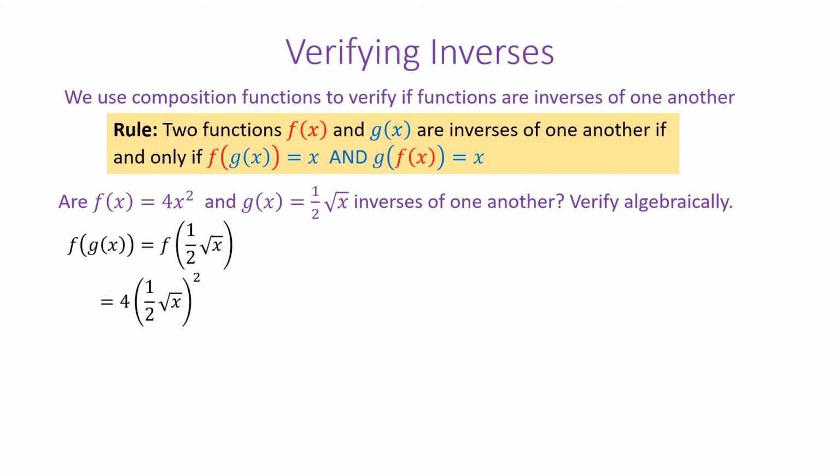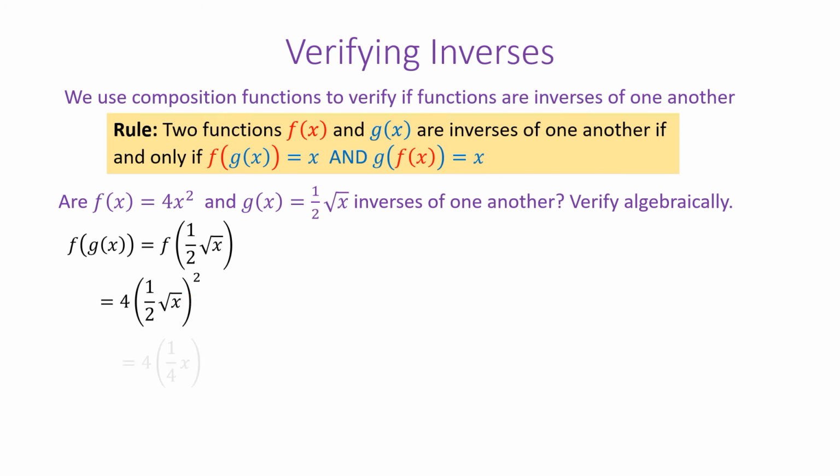All right, so f of g of x means take the f function, so take 4x squared, and instead of x, we put 1/2 square root of x, right? We put in g. So f of g of x means take this function g and put it in for x. So 4 times something squared, that something is now g, 1/2 times the square root of x. When we do that, if we square 1/2, we get 1/4. If we square the square root, they cancel each other, we just get x.